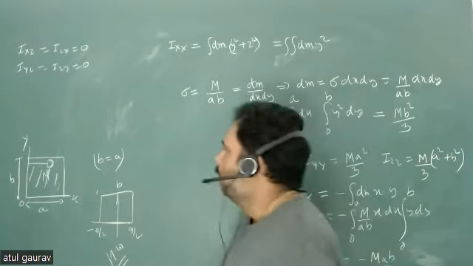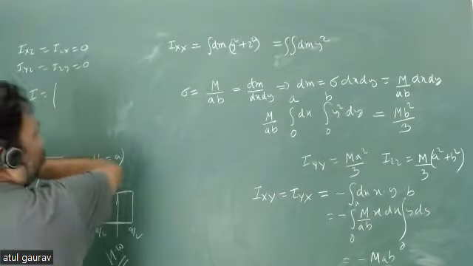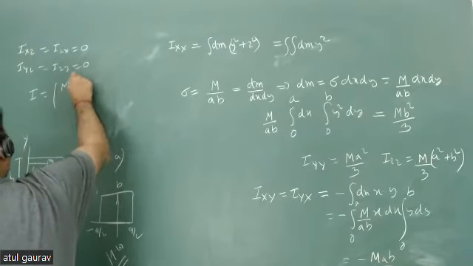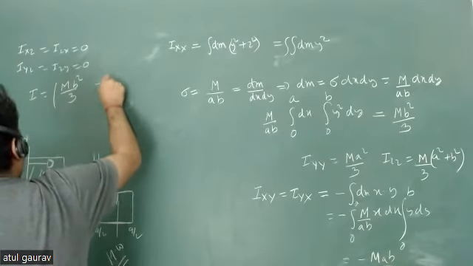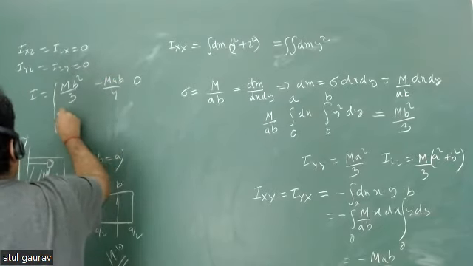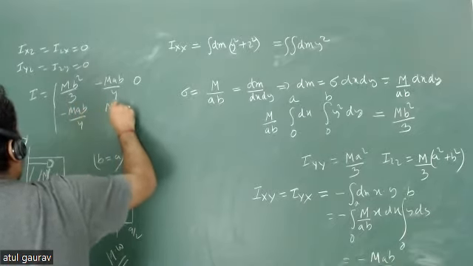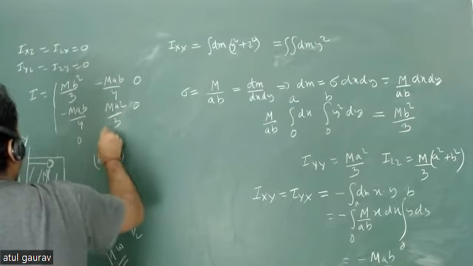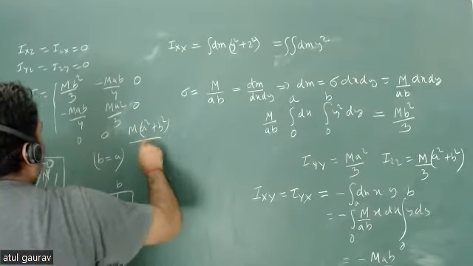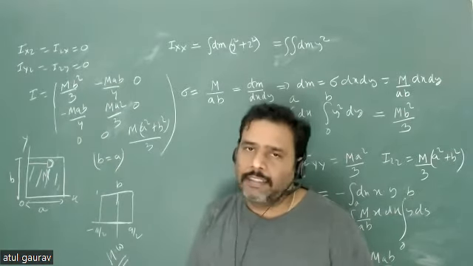Okay. So what is this particular moment of inertia I? That value is equal to what? What is the first row? mb square by 3, minus mab by 4, 0, and we have minus mab by 4, m a square by 3, 0, 0, 0, m (a square plus b square) by 3. So this is our moment of inertia tensor for this case.